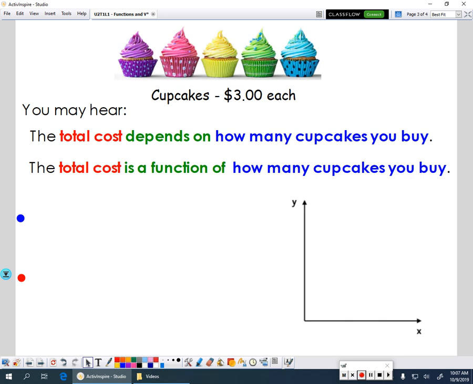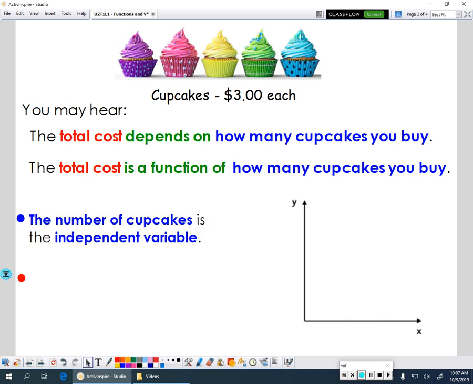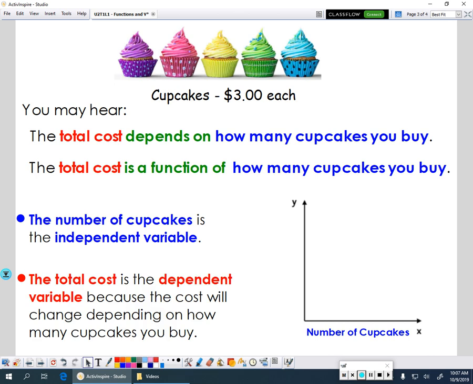Okay? So again, let's relate this to the graph that we have on the right. The number of cupcakes is our independent variable. Our independent variable is how many cupcakes we buy. The dependent variable, the thing that depends on that, is the total cost. The total cost is a dependent variable because the cost is going to change depending on how many cupcakes I buy. So you can see on your graph, number of cupcakes would go along the bottom as our independent variable. Our total cost goes up the side as our dependent variable.